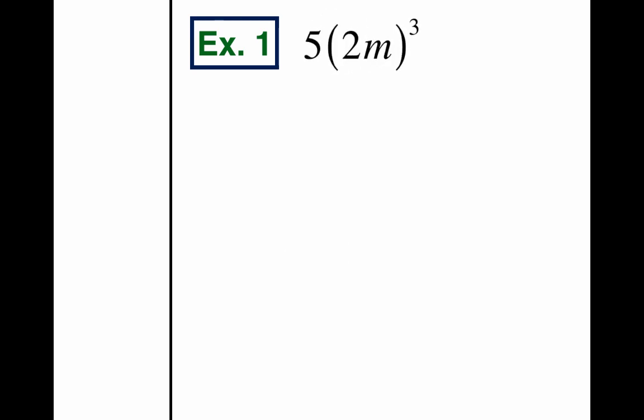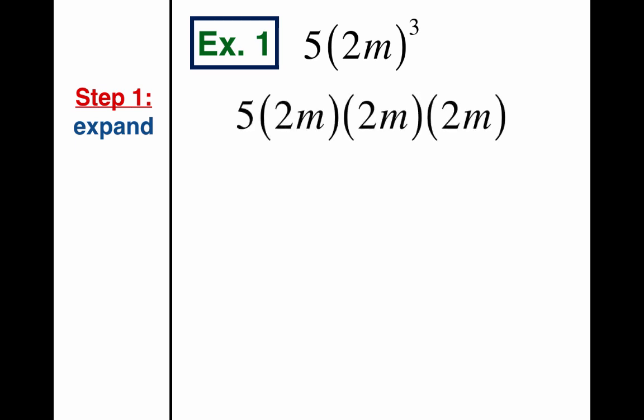So for our first example, we're going to simplify 5 (2m) to the 3rd power. So go ahead and write that down. Now, to simplify this, here's what we're going to do. First off, step 1, we're going to expand. So we have a parenthesis to the 3rd power. That means we have 3 of those parentheses. So we have a 5, but then we have 2m, 2m, and 2m. That's what that actually looks like expanded out.